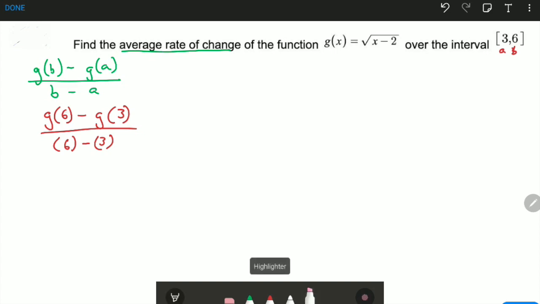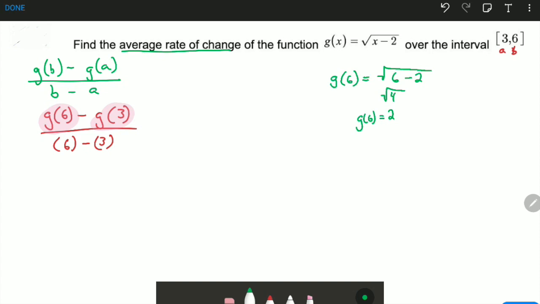In order to actually evaluate this and find the slope or average rate of change, we need to know what the y values are at 6 and 3. So just off to the side, you'll figure out what g of 6 is. In order to find g of 6, remember the difference between g of x and g of 6 is that x becomes 6. Therefore, we will replace x with 6 on the other side. So 6 minus 2. 6 minus 2 is 4. And the square root of 4 is 2. So g of 6 is 2.